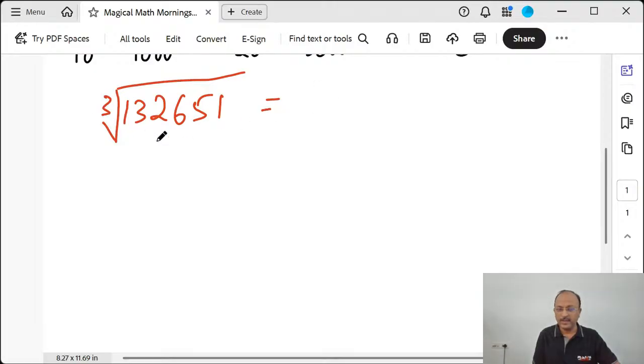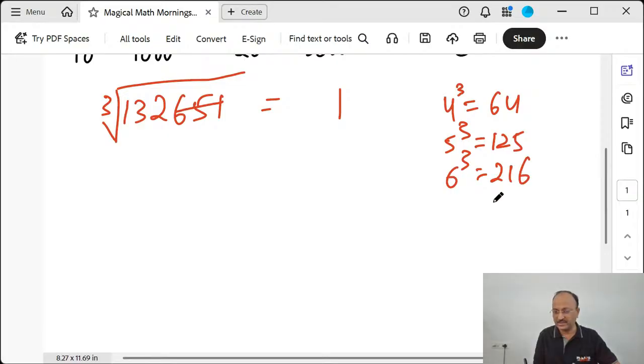If you take the units digit 1, the cube root also will have unit digit 1. Forget about these three numbers. Only consider 132. Now you have to know 4 cube is what? 64. 5 cube is 125. Oh, it's even more than 5 cube also. Then you check 6 cube, 216. It is lying between 5 cube and 6 cube. So what should come here? 5 should come here. 132,651, its cube root is just 51. Let's take some bigger number.